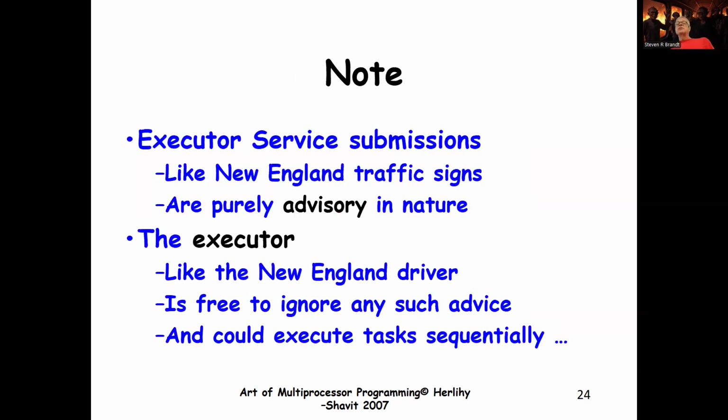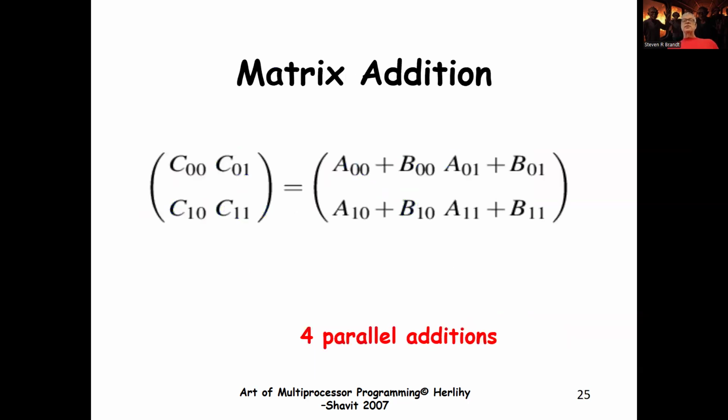So executor service submissions are like New England traffic signs. They are purely advisory in nature. The executor, like the New England driver, is free to ignore any such advice and could execute all the tasks sequentially if it so chose. Right? It's going to do whatever it does.